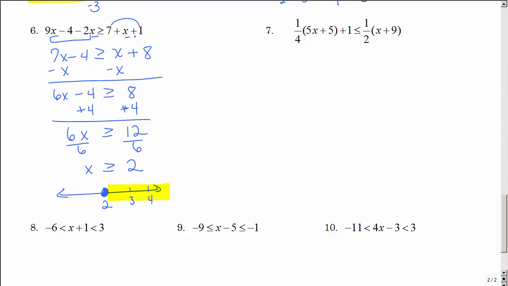Again, if I'm going too fast, pause that video, rewind, listen again. Right, number 7, we have fractions. So we could either get rid of them or deal with them. Well, you know me, I'm going to get rid of them.